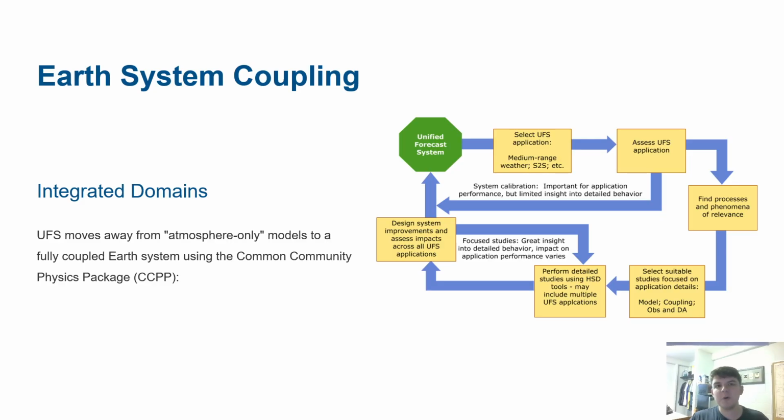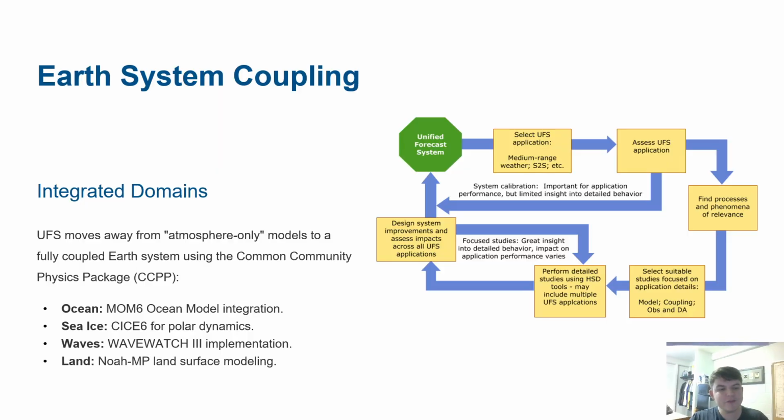This will be brief on the Earth system coupling. There's some integrated domains that are going on, so everything is working together within this. All of the observations and the community physics package, all of that is coming together. And so we're no longer in an atmosphere-only domain. We have the atmosphere, but we have a few other things as well. We have the ocean, we have sea ice, we have waves, we have land as well. And so we have a large variety of now different factors that are being modeled together.